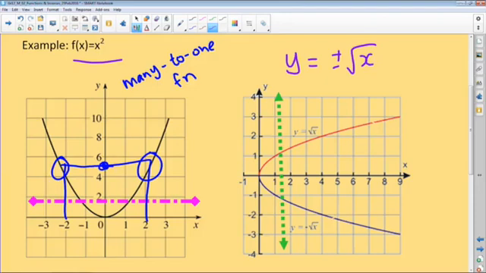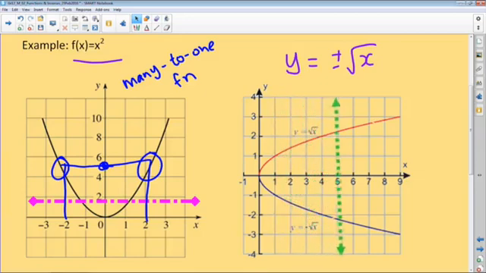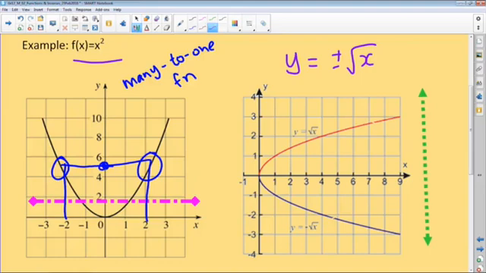Now, if I take this vertical line and pass it through the inverse graph of the parabola, I can see that the vertical line is touching it at 2 points. So what does that mean? That means it's not a function. So if you see that you start out with a many-to-one function, your inverse is then not going to be a function.